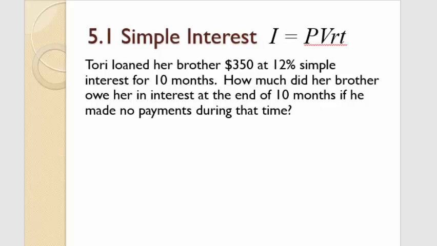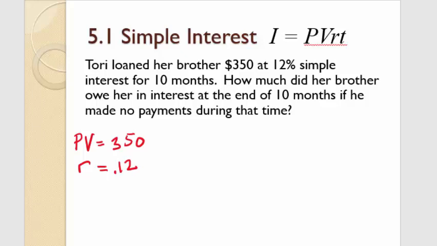The first thing that I notice is that Tori loaned her brother $350. That is going to represent the present value, or PV. That's how much is loaned today. So 350 is equal to the PV. The second thing I see is 12% simple interest. That's going to represent the rate as R equals 0.12. The rate is always a decimal.